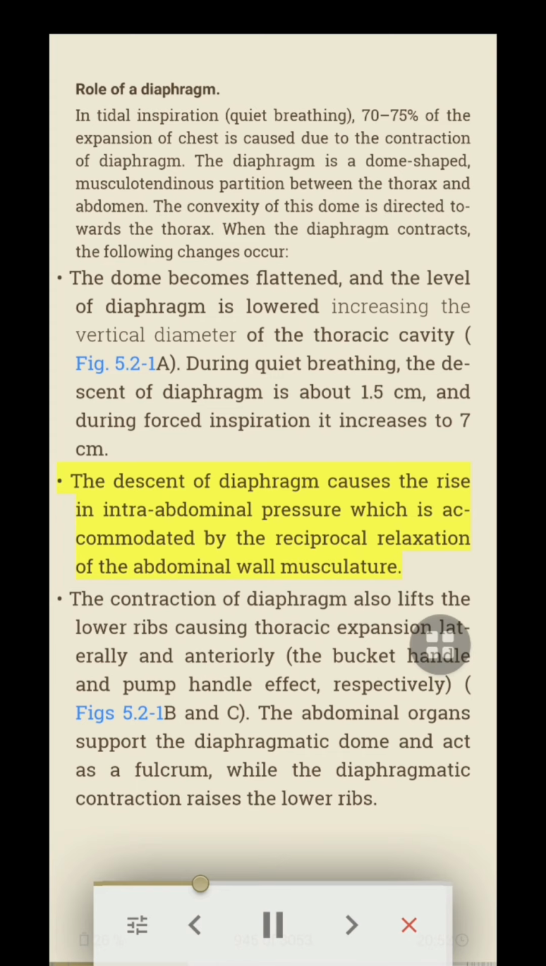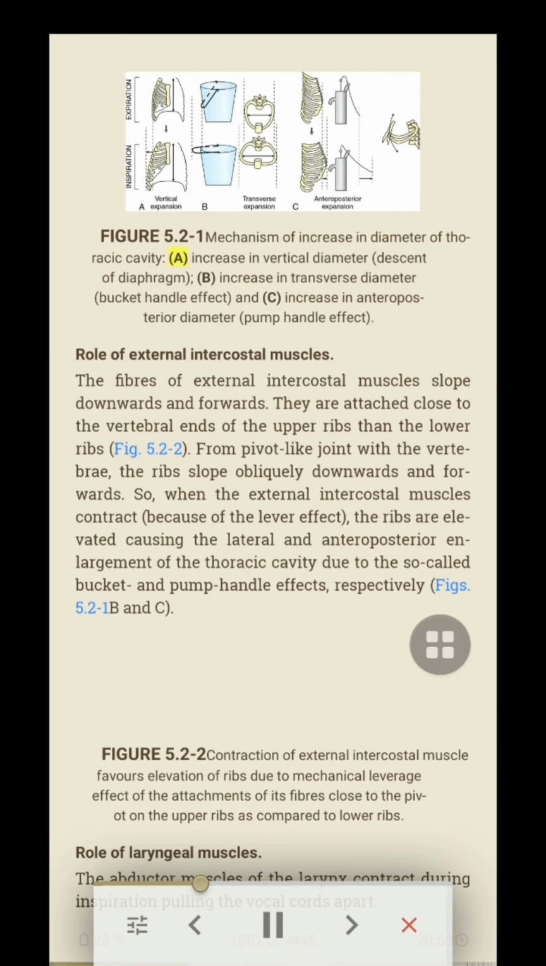The descent of diaphragm causes the rise in intra-abdominal pressure, which is accommodated by the reciprocal relaxation of the abdominal wall musculature. The contraction of diaphragm also lifts the lower ribs, causing thoracic expansion laterally and anteriorly, the bucket handle and pump handle effect, respectively. Figs 5.2-1b and c. The abdominal organs support the diaphragmatic dome and act as a fulcrum, while the diaphragmatic contraction raises the lower ribs. Figure 5.2-1 Mechanism of increase in diameter of thoracic cavity.